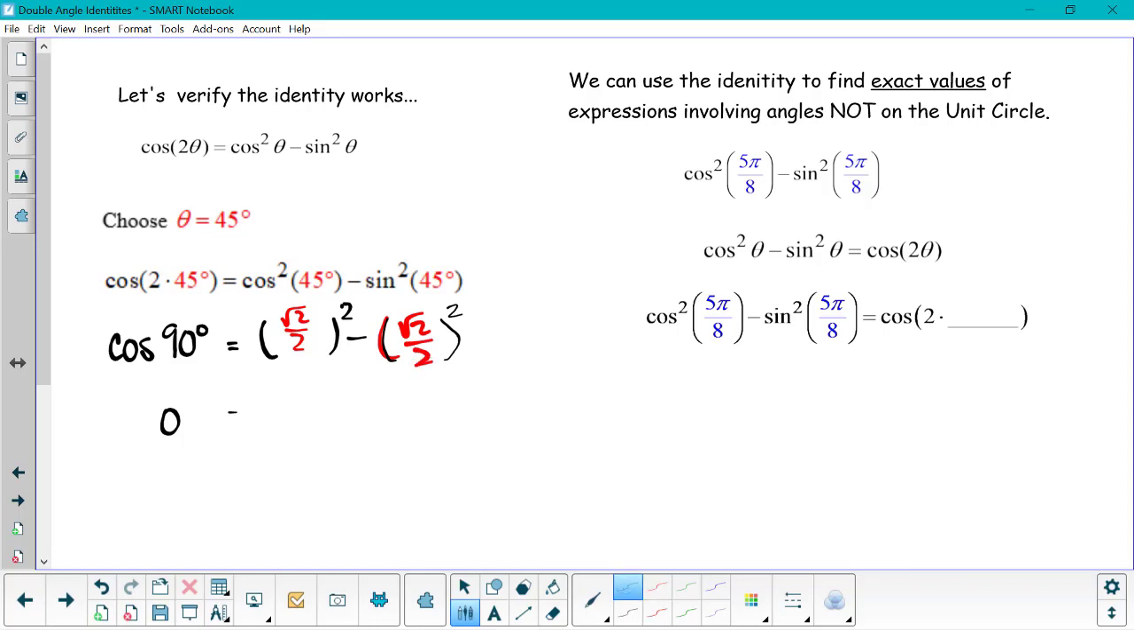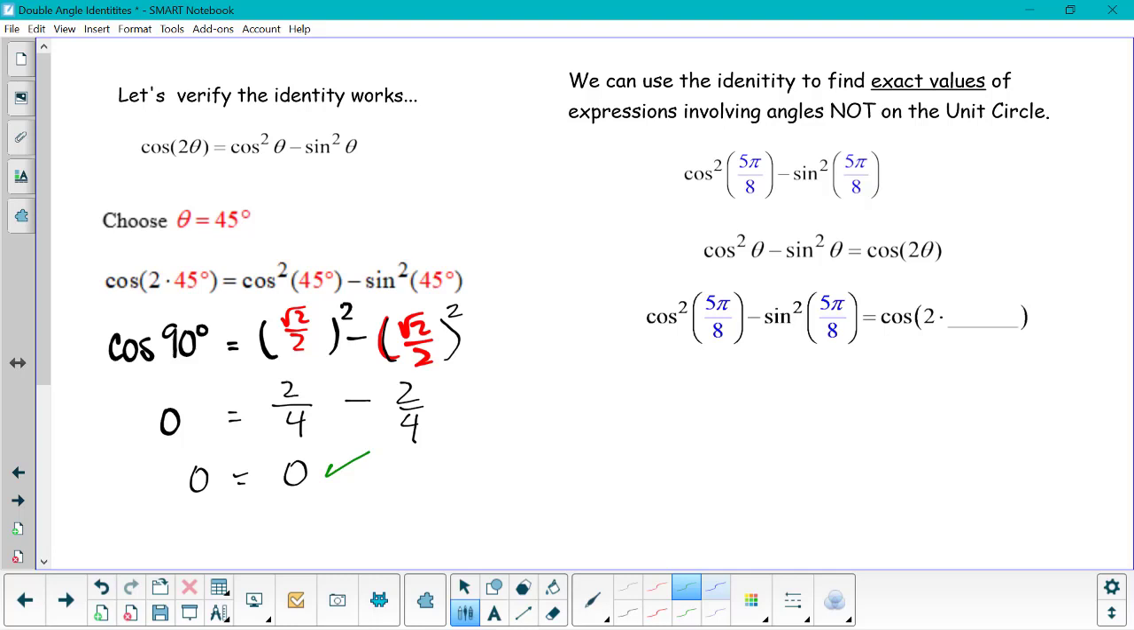Okay, so order of operations, square before you subtract. So if I square the square root of 2, I get 2. If I square the 2 on bottom, I get 4. Could simplify that. Square the square root of 2 over 2 again, I will get 2 over 4, and that results in 0. So it does check out. That it does work for 45 degrees and every other angle it would work for because it is an identity.